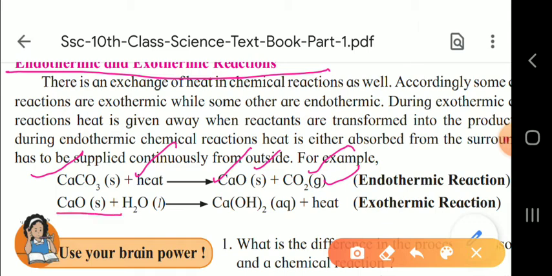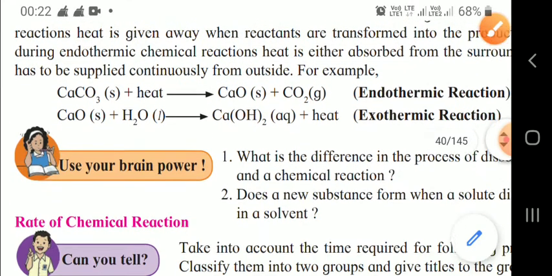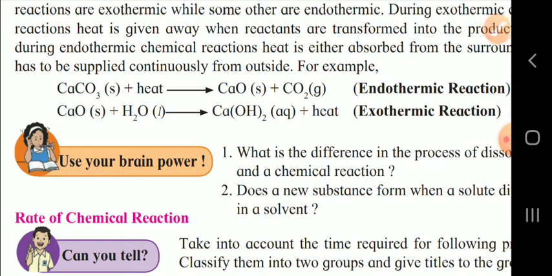Again here, calcium oxide reacts with water. Water is L, meaning liquid. It will give the product calcium hydroxide, Ca(OH)2, which will be in aqueous form, plus heat. So it is an exothermic reaction, and the first was the endothermic reaction. So children, we can see here the examples of exothermic and endothermic reactions.